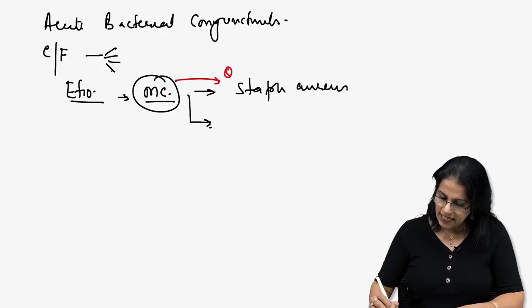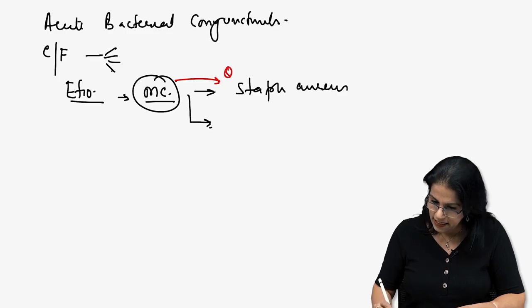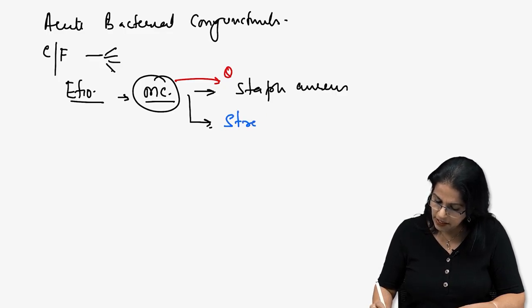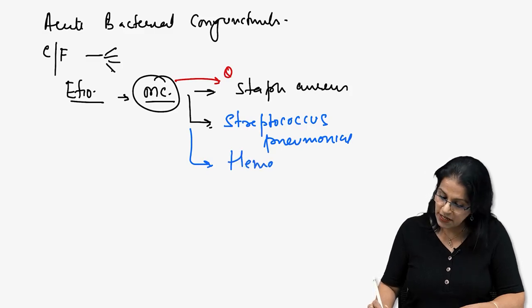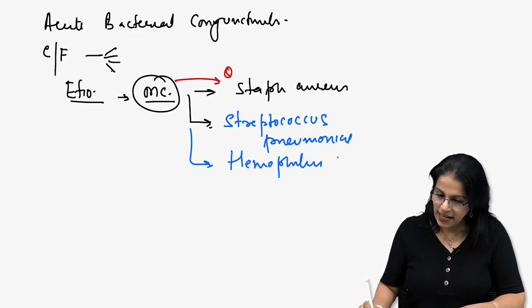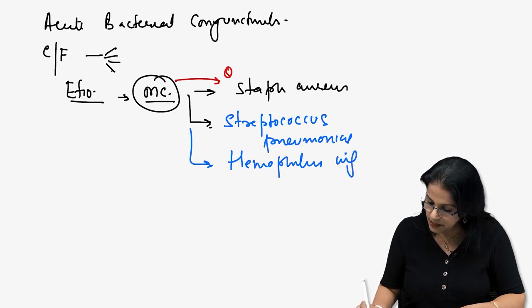We will answer Streptococcus pneumoniae. Next common can be, of course, there is no sequence. Now we are just writing the etiologies. Streptococcus pneumoniae. And third, of course, in children, you should know Haemophilus influenzae.